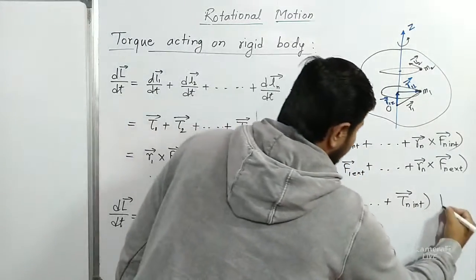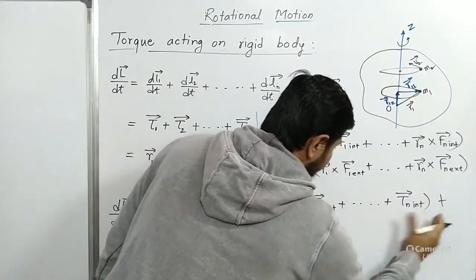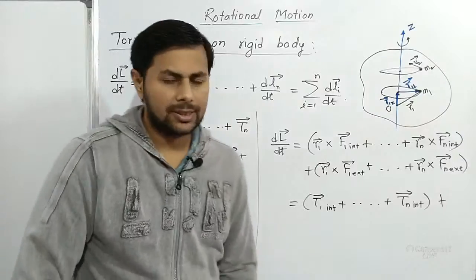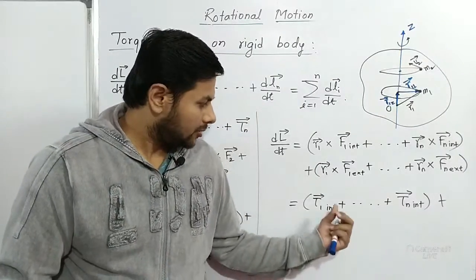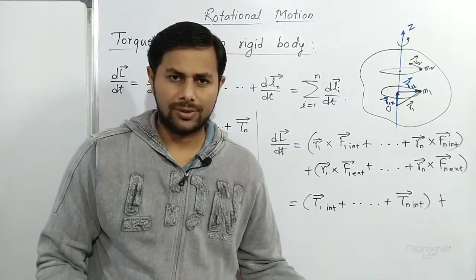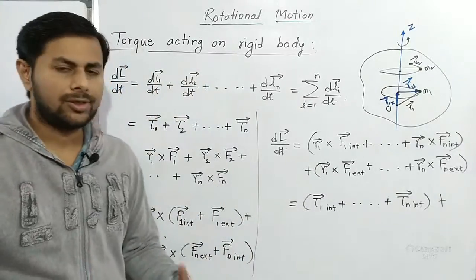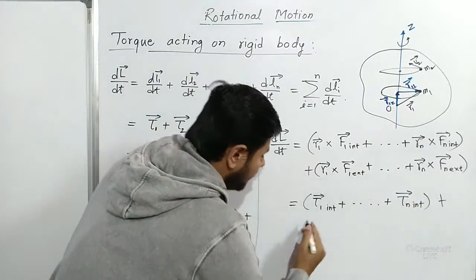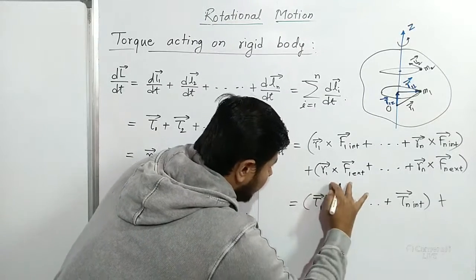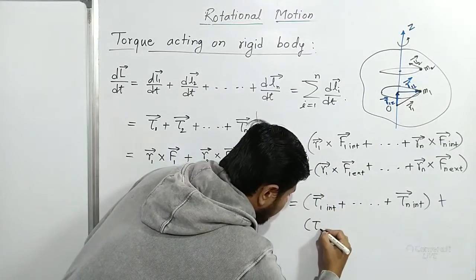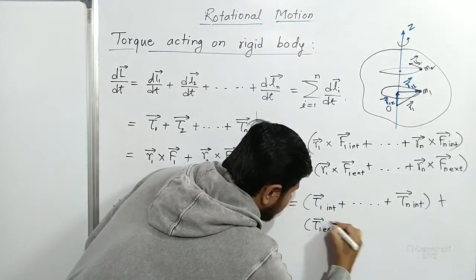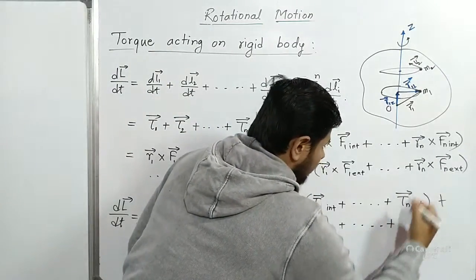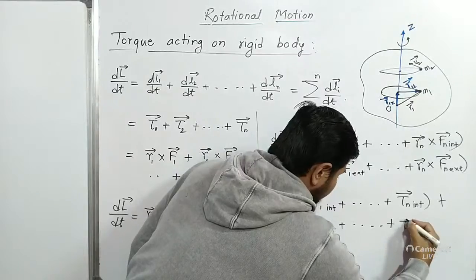All right, so this term will be my total internal torque acting on the body, because I have taken the sum of the torque due to all internal forces acting on all particles, plus here we have the external torque acting on the first particle plus so on and so forth up to plus the external torque acting on the nth particle.